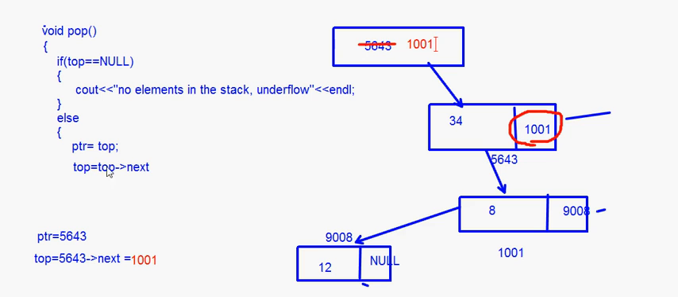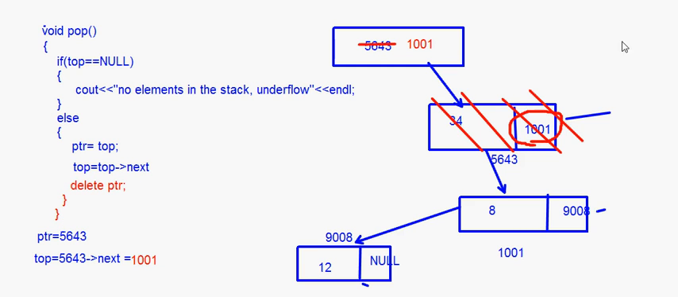Then after this we write here delete PTR. Now when I write delete PTR, I stored the address of 5643, right? So when we do a delete PTR, now this node is deleted, physically deleted from the stack. Fine. And then we close this. This is else, so else is closed. After that this function is closed.